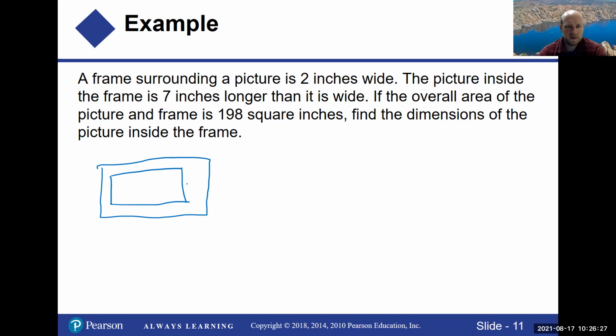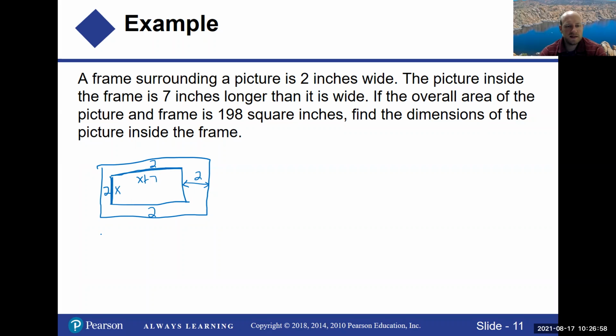So the frame between here and here is 2 inches, so it's 2 inches all the way around. It says the picture inside the frame is 7 inches longer than it is wide. So let's say the width of this is X. Then the length right here would be X plus 7, because it's 7 inches longer.